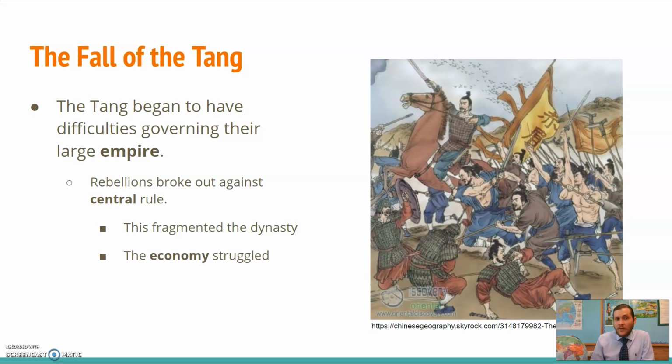Now, rebellions broke out against the central rule. So basically, people that lived on the outskirts of the empire didn't want to be ruled by the people in the center of the empire. So what happened is this fragmented the dynasty and the economy struggled.